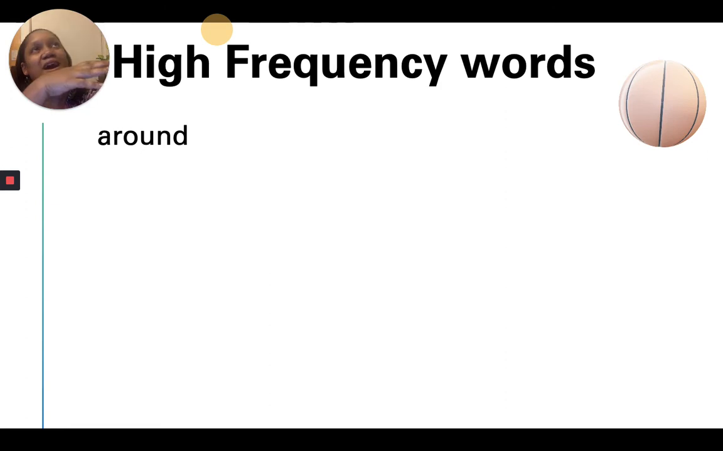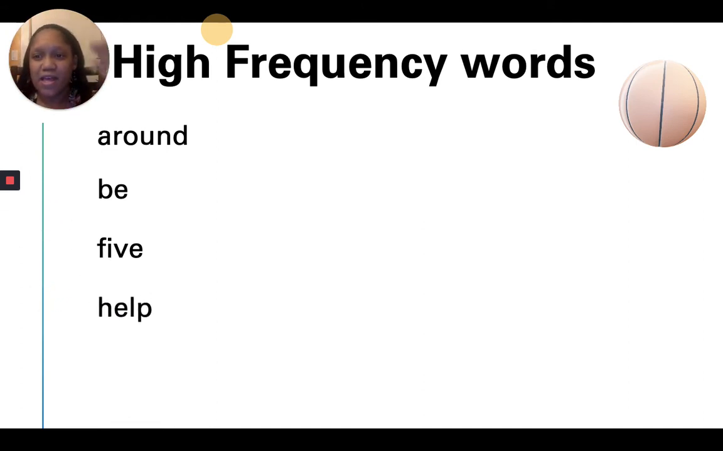A-R-O-U-N-D. Around. Good. Next one. B-E-B. Awesome. Next. F-I-V-E. Five. H-E-L-P. Help. N-E-X-T. Next. O-R. Or. Let's make some three-pointer shots.